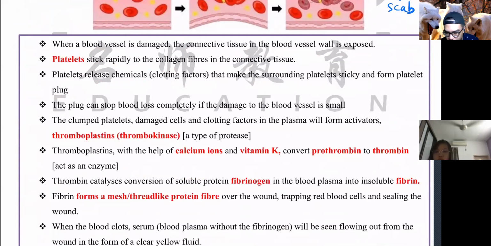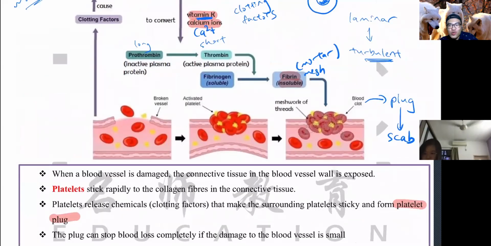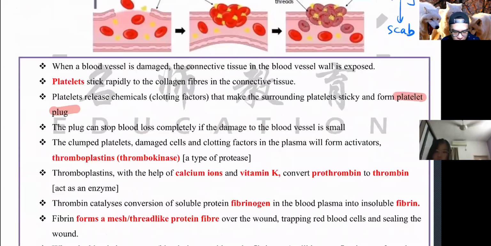This is a very important word here, platelet plug. So the plug can stop blood loss completely if the damage to the blood vessel is small. If you are bleeding very little, like when you go for a vaccination, you might not necessarily trigger this whole thing. In fact, they will just form a plug and that's it, because the opening is so small. So the plug can stop blood loss if the bleeding is small.